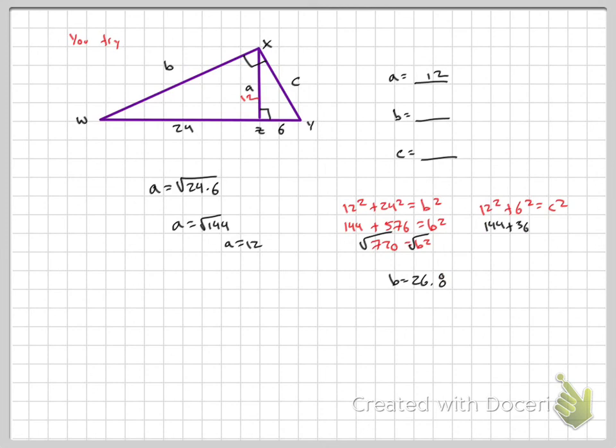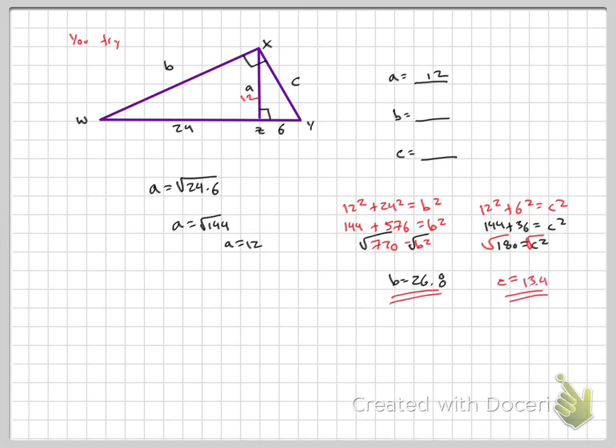144 plus 36 equals C squared. 144 plus 36 is 180. So 180 equals C squared. Square rooting this, the square root of 180 is 13.4.